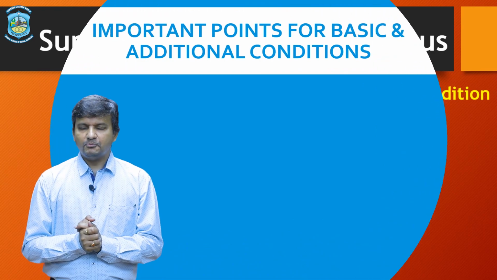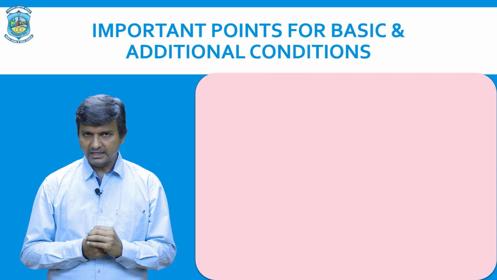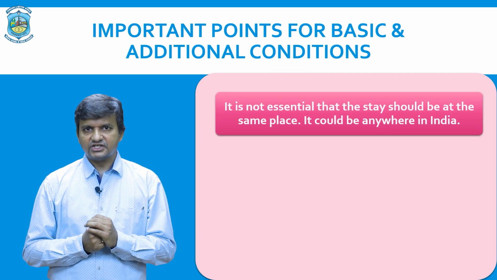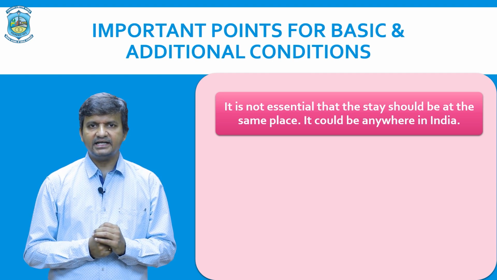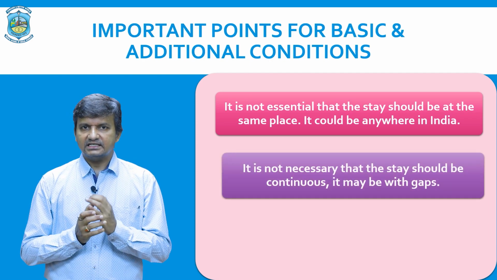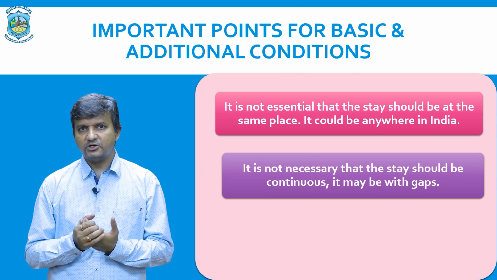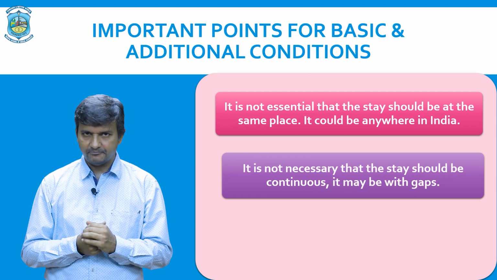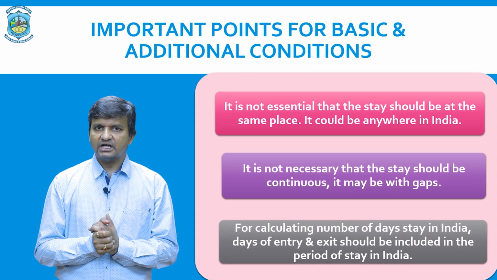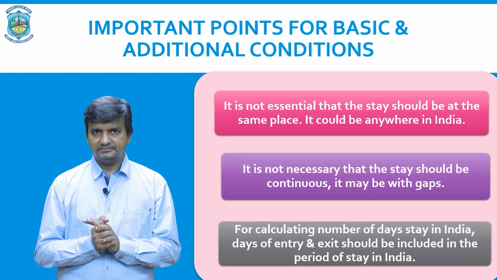Now there are certain important points which are applicable for both basic and additional conditions. Point number 1, stay should be in India. Law doesn't say that stay should be at a particular place. It can be anywhere in India. Number 2, law doesn't say that the stay should be continuous. It may be with gaps. You may be in India for a certain period of time, then you go abroad, then you again come to India. And the third one is, the day you go out of India and the day you come into India, both the days are calculated as your stay in India.